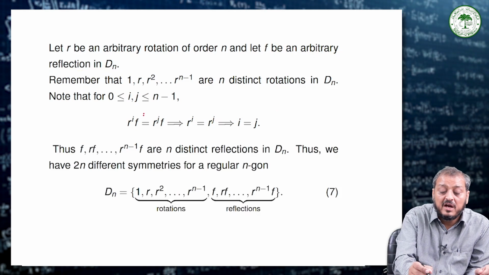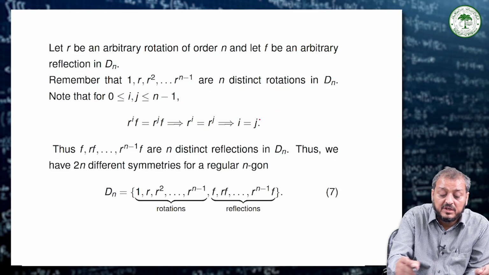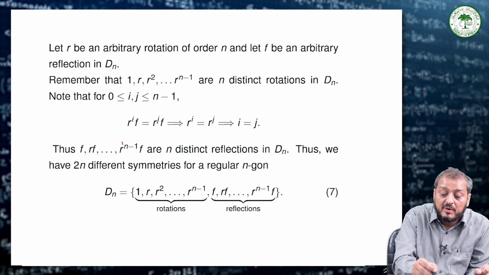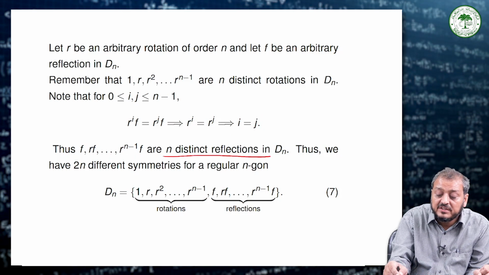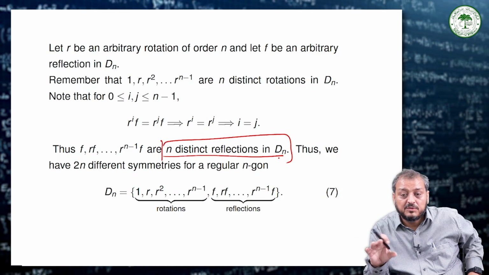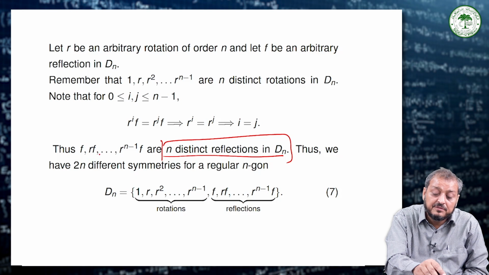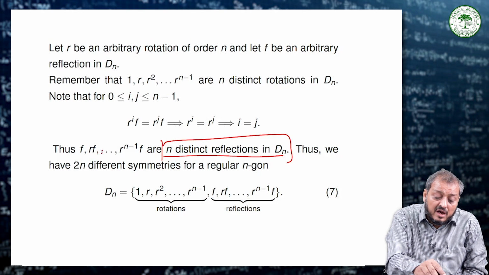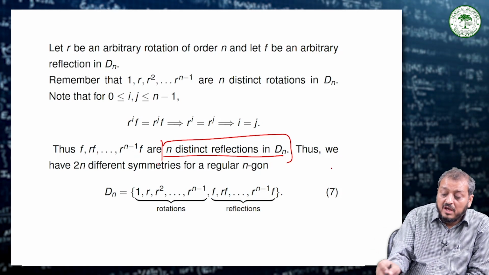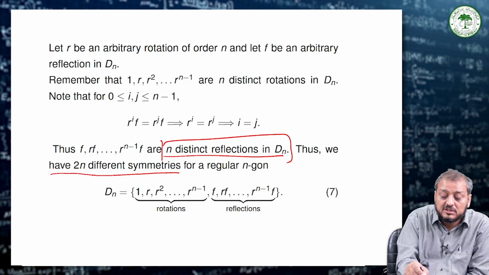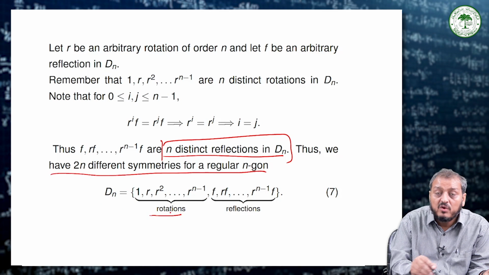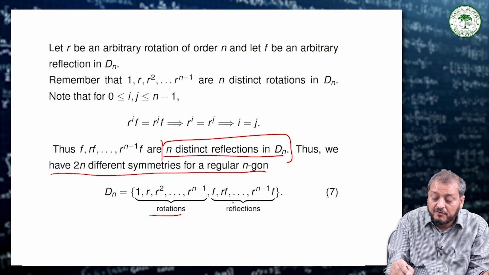So we can say that if r to the power i f equals r to the power j f, then i is equal to j. This means f, rf, r squared f, up to r to the power n minus 1 f are distinct reflections in Dn. Thus we have 2n different symmetries for the regular n-gon, and Dn is defined by the rotations 1 to r to the power n minus 1, and f, rf and so on, which are the reflections.